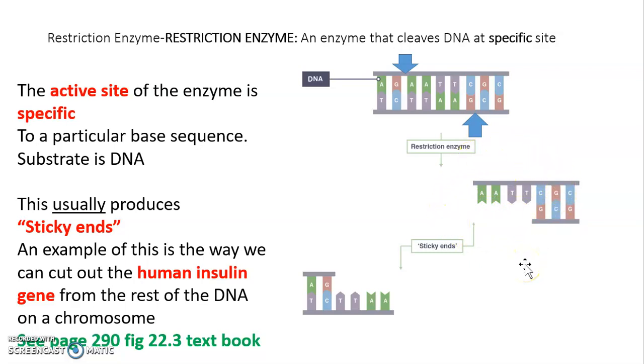And we use restriction enzyme as one example to cut out from a chromosome the human insulin gene. So remember, the human insulin gene is found on a chromosome, but we're just interested in cutting out a particular base sequence, so we can do that using this particular enzyme. And again, if you look at page 290 and figure 22.3 in the textbook, that shows you a different diagrammatic version of this idea.